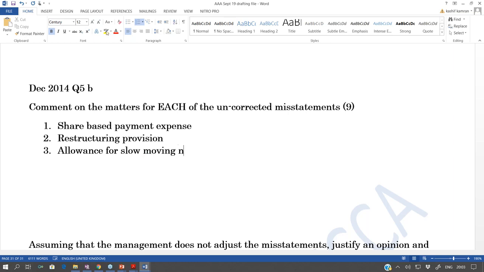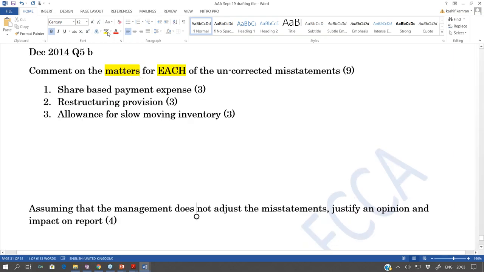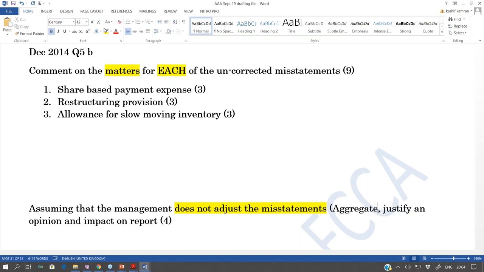Now we have 9 marks. That means I have exactly 3 marks for each one of them: 3 for the first, 3 for the second, and 3 for the next. And the important word here was each. For each, I need to discuss matters. And over here, does not adjust the misstatements was basically about the aggregate. We were speaking of the aggregate here.